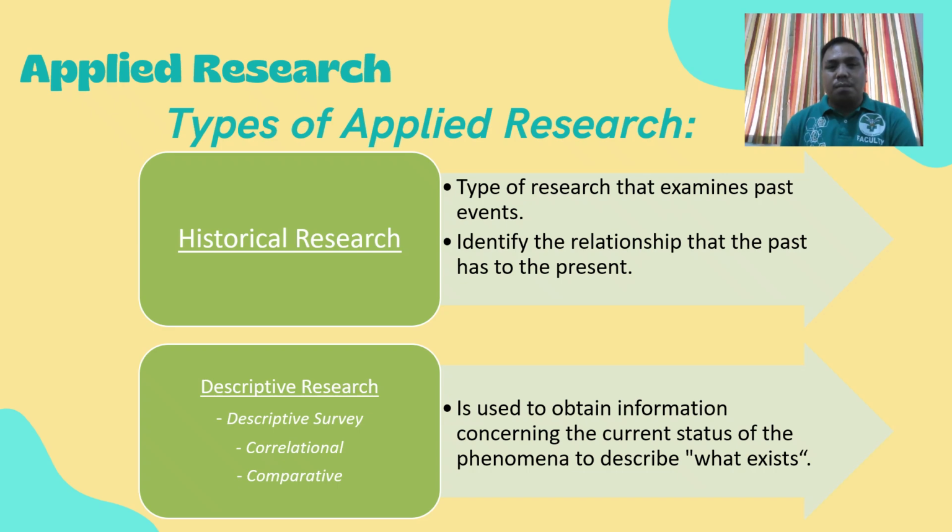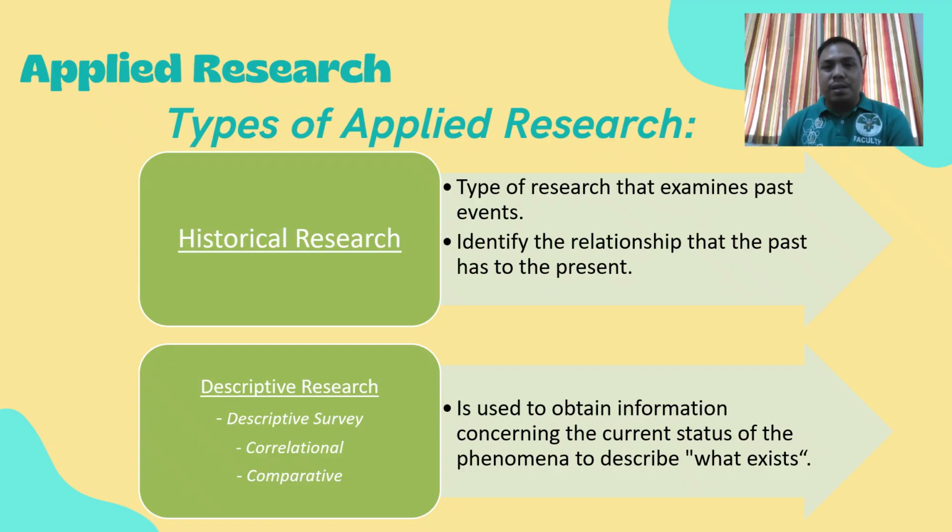Okay, there are types of applied research. We have historical research. It's a type of research that focuses on studying past events to understand their causes, development, and impact. It aims to identify how past experiences, decisions, or conditions relate to and influence the present. By analyzing historical records, documents, and other resources, researchers can gain insight into patterns and lessons that remain relevant today.